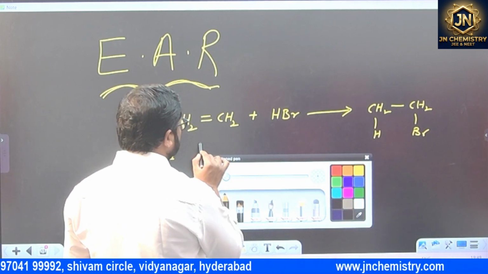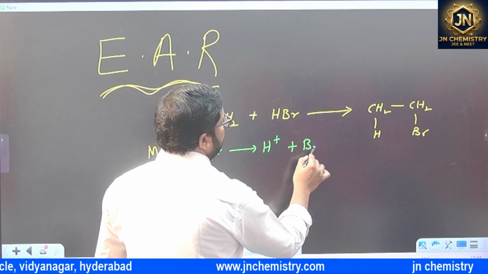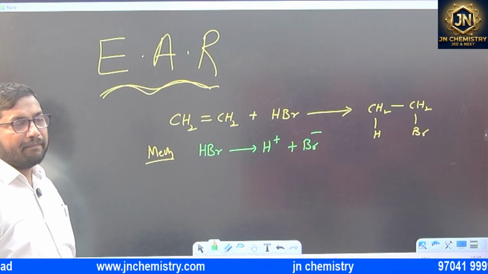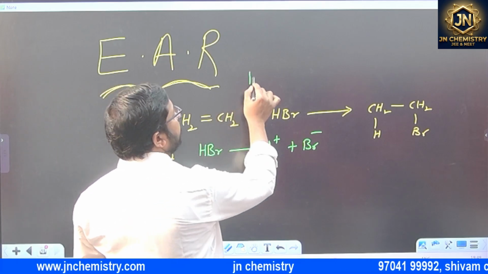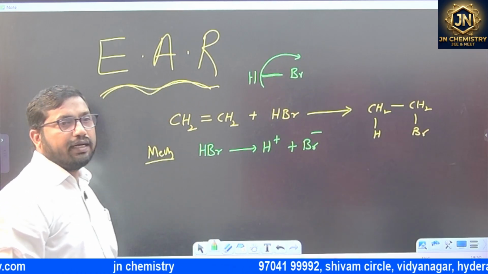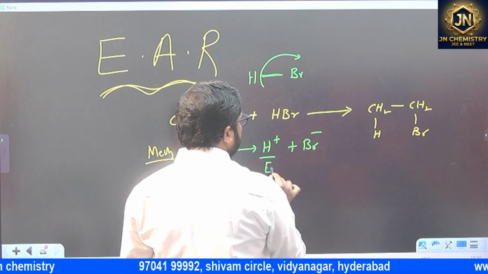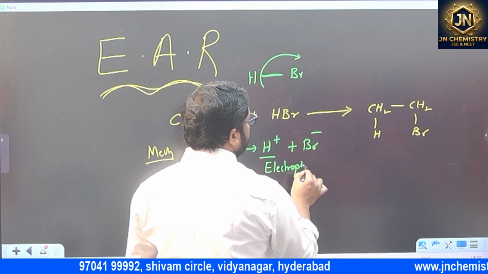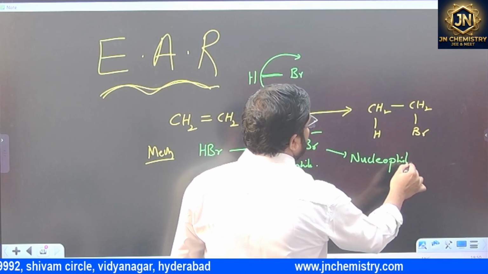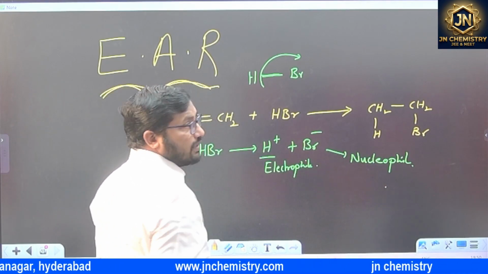So first HBr undergoes dissociation into H plus and Br minus. Is H minus and Br plus possible? No. Why? Bromine is more electronegative. When we are breaking the bond between H and Br, Br takes the bonding electrons from the hydrogen. H plus and Br minus. H plus is the electrophile. What is an electrophile? This is the nucleophile. Electrophile means electron deficient species. For those who don't know, I am telling.